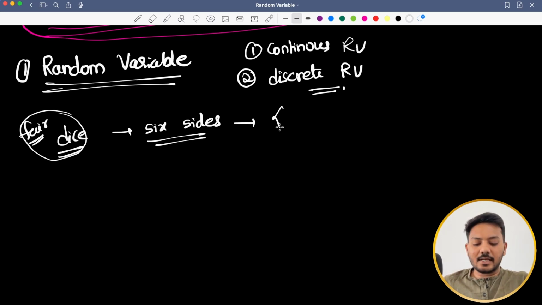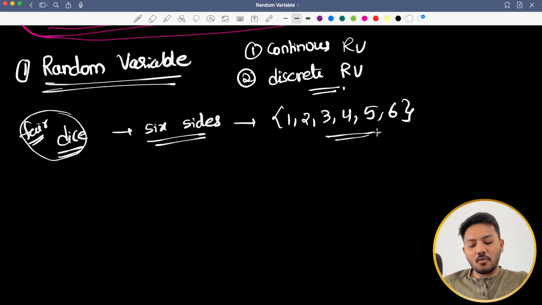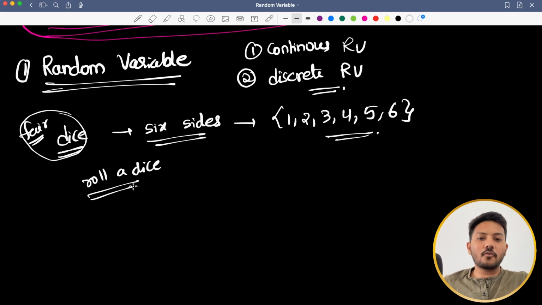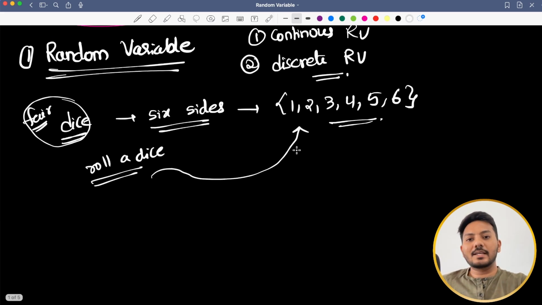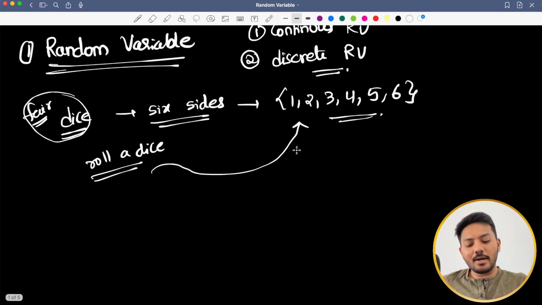And what are these sides? It could be either 1, 2, 3, 4, 5, or 6, right? Now, when you roll a dice, you have a chance of getting any one of these things, right? So what is this chance? This chance is called probability. So let me explain the notation in English so that it will be easy for you to understand.